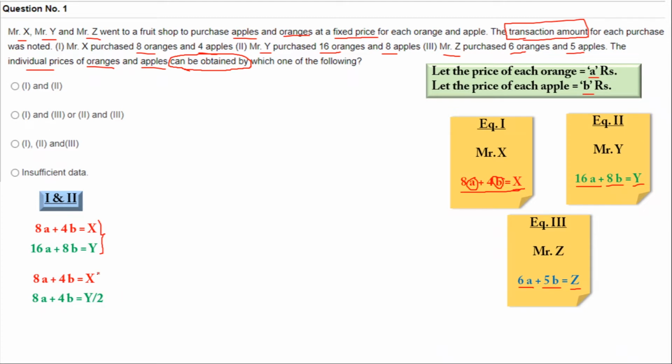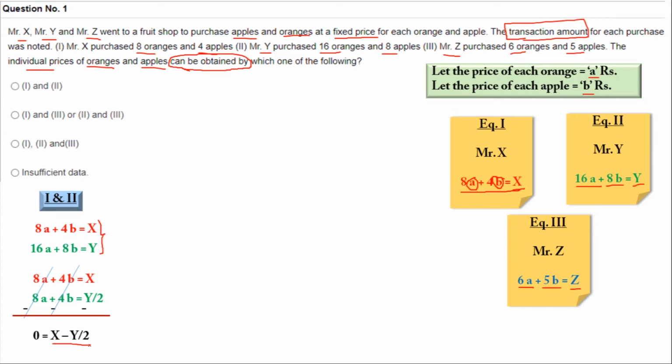Now can I solve this? It's easy. What we need to do next is invert the signs. Then 8A minus 8A gets cancelled out. Similarly, 4B minus 4B gets cancelled out. As we can see, all the values on the LHS have become 0. So we are left with 0 equals X minus Y by 2.